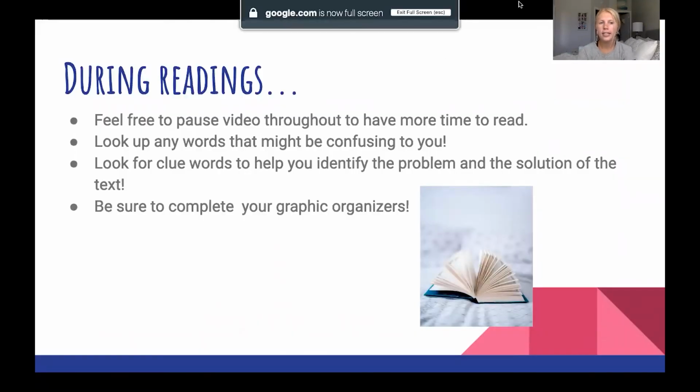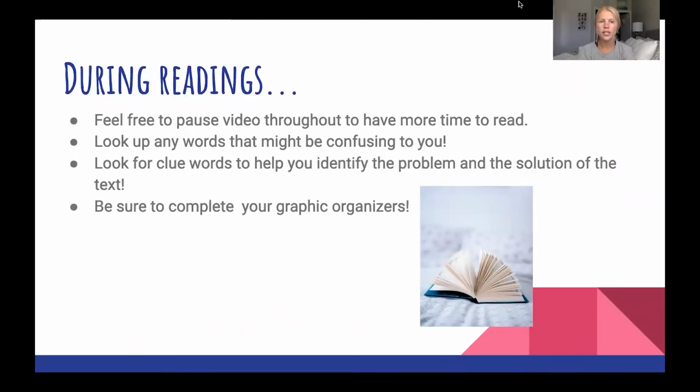Okay, during our readings, feel free to pause the video throughout to have more time to read. As always, look up any words that might be confusing to you. And look for the clue words that we talked about today in our lesson to help you identify the problem and the solution of the text. As I'm reading, be sure to complete your graphic organizer. Be sure to identify the problem and the solution of each of our texts.